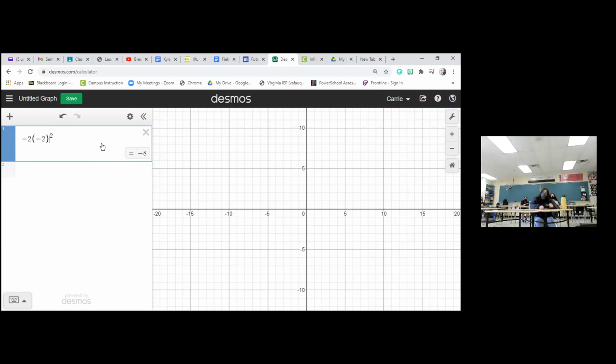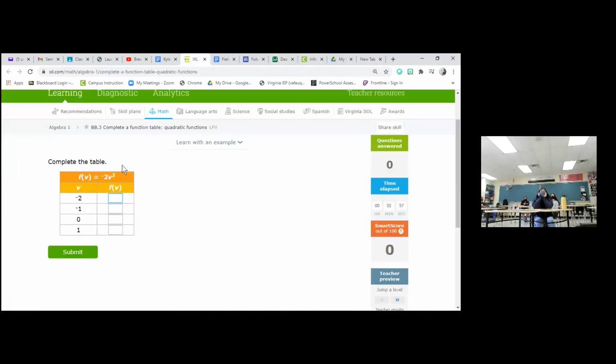So check it. I took out the v, I put in the negative 2, and lo and behold, it gives me my output of negative 8. Could we have done that in our heads? Yes. Is it nice that Desmos kind of keeps us honest? Yes. All right, cool. I've got my output of negative 8. Working with quadratics is super fun.